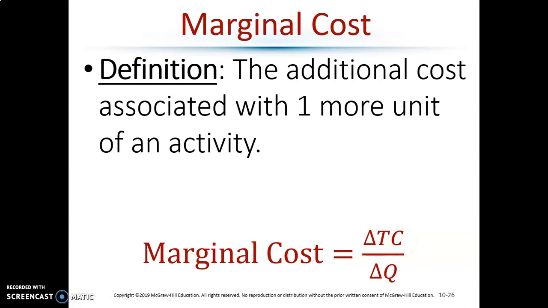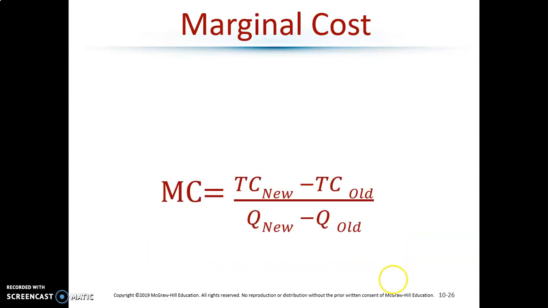So it could be total cost 2 minus total cost 1, and then you're going to divide that by the quantities: the quantity if you decide to do the next unit minus the quantity right now. So this expands it to what I just said. You have your new total cost, subtract out the old, divide it by your new quantity with the old subtracted out, and you get your marginal cost.